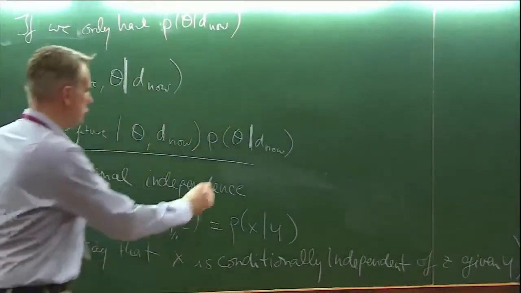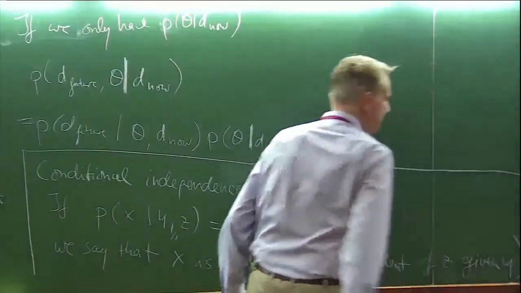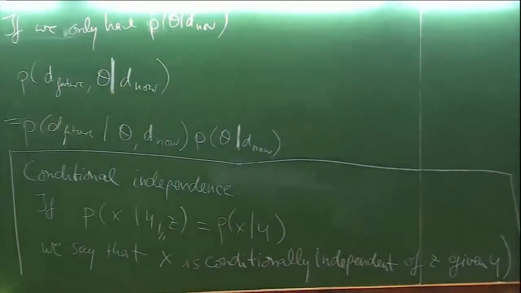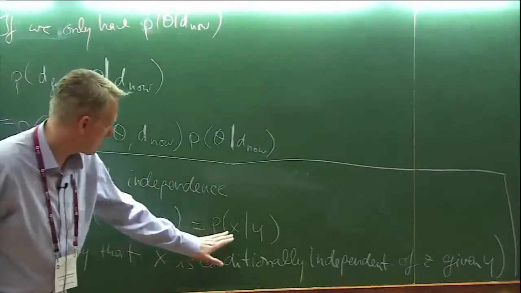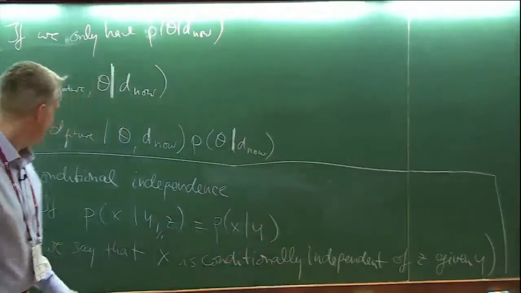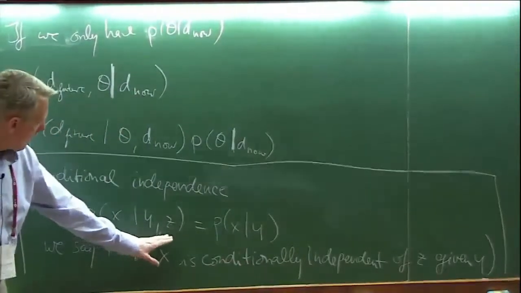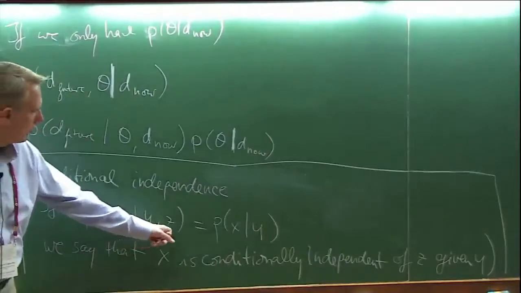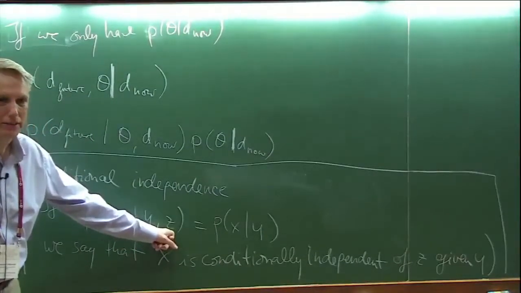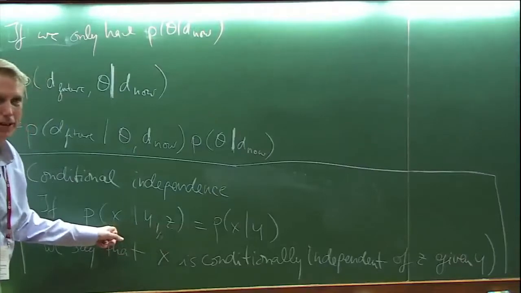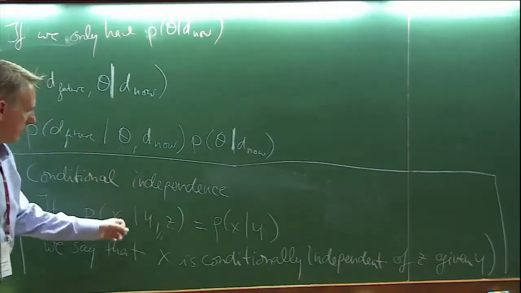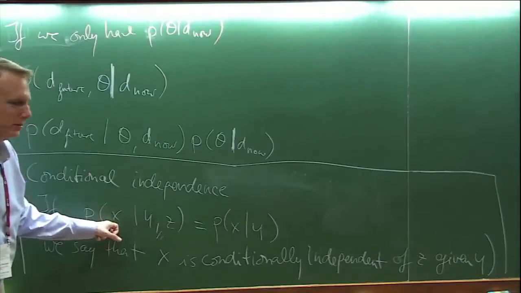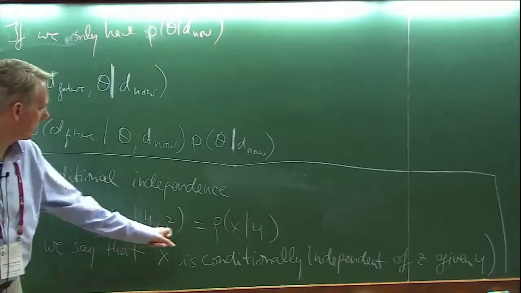So this seems a little abstract, but let me illustrate this. If P of x given both y and z is the same as P of x just given y, then what this means is that if we know y, any knowledge that we might have on z doesn't add anything to our knowledge about x. That's another way of saying it, more colloquially. If I know y, it already tells me everything I could possibly know about x. So given y, x becomes independent of z.